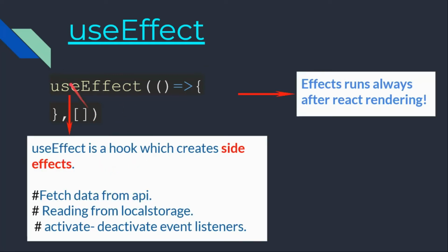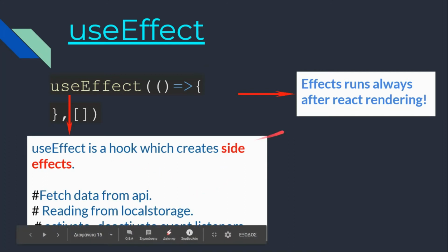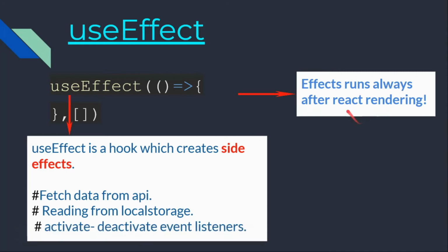Right, useEffect. Let's say a couple of things. useEffect is a hook which creates side effects. Okay, what do we mean by this? We mean that we fetch data from an API, we read from local storage, and we activate or deactivate event listeners, and generally work with the DOM. So, the effect always runs after React renders. Right, let's move.